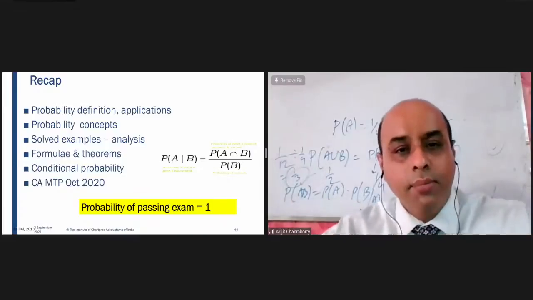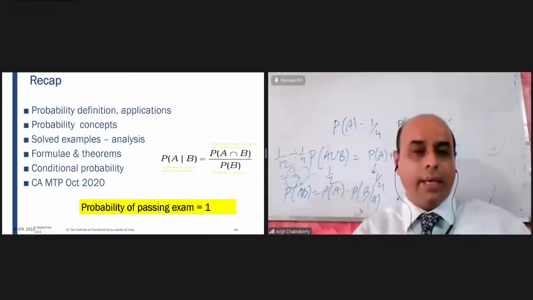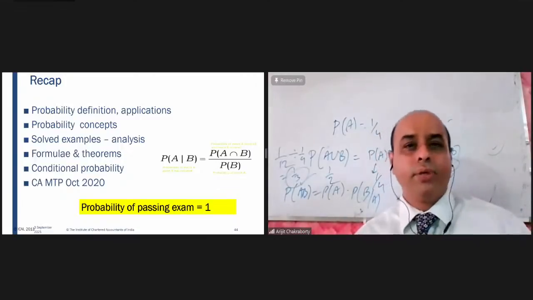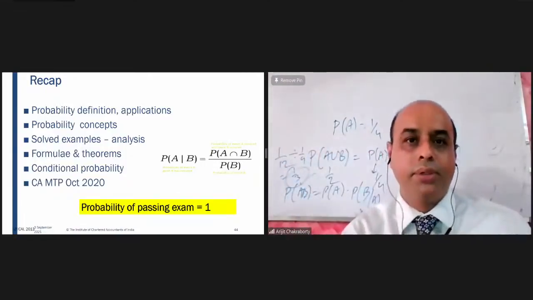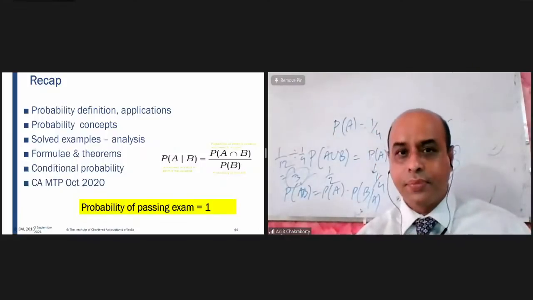And then the question comes, okay, what do you mean by equally likely events? Equally likely events are those events whose probability is the same. So when we toss a coin, we have an equal probability of getting a head or getting a tail. It is equal to half.